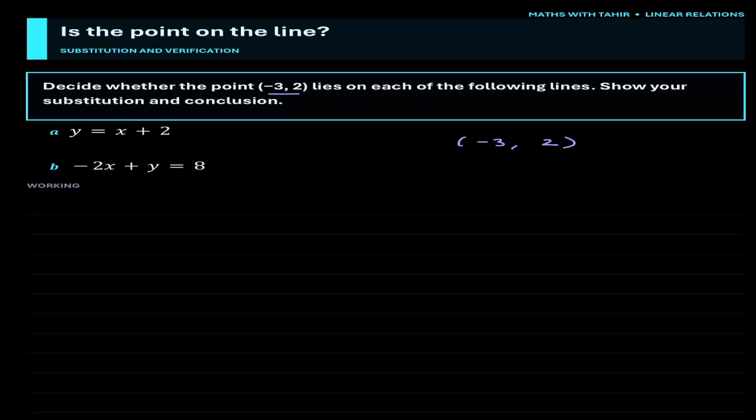So the way to do this is to remember coordinates are always written in the form of x and y. So we just need to sub these values in. So wherever we see y, we want to substitute 2 in. And wherever we see x, we want to substitute -3 in. And we're going to do that both for the first equation and also the second equation. So let's just do them one at a time.